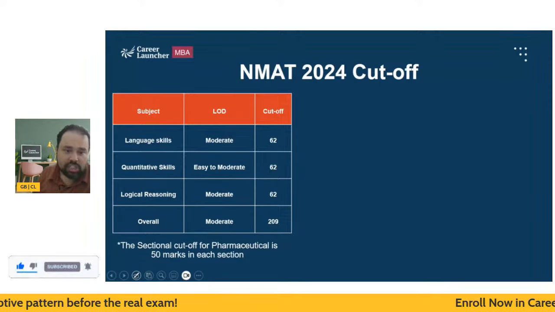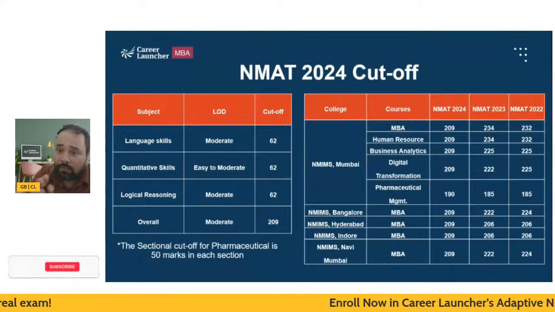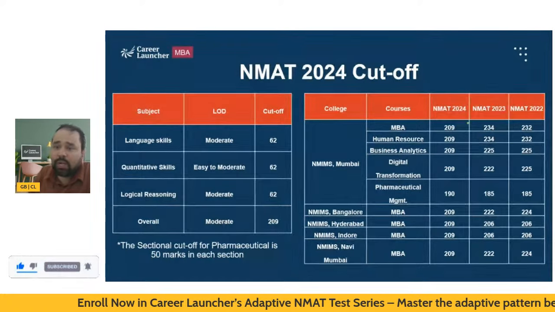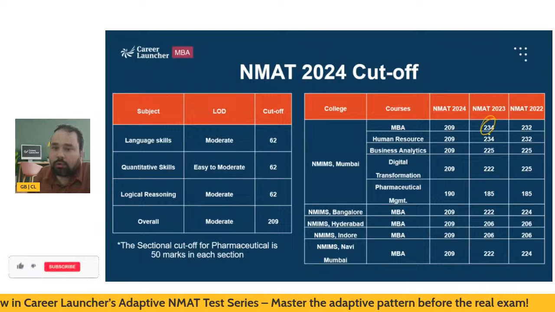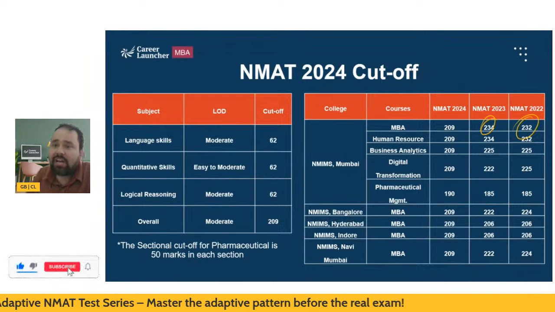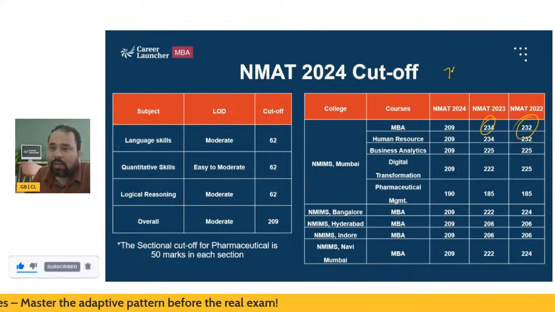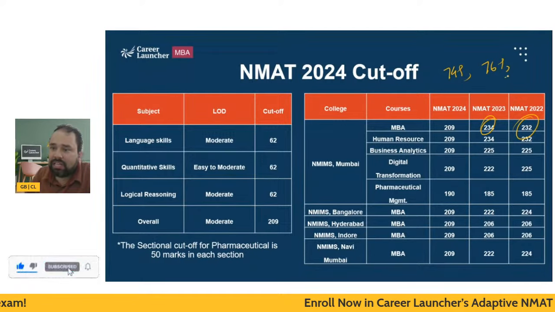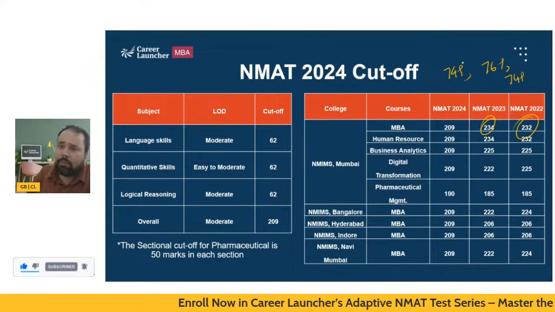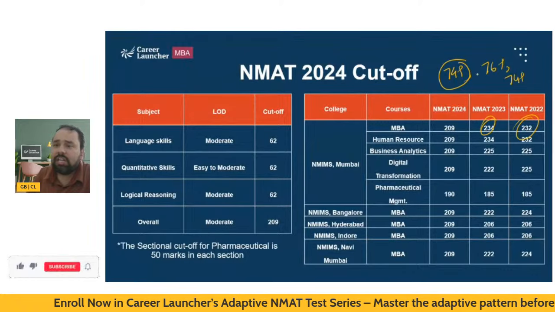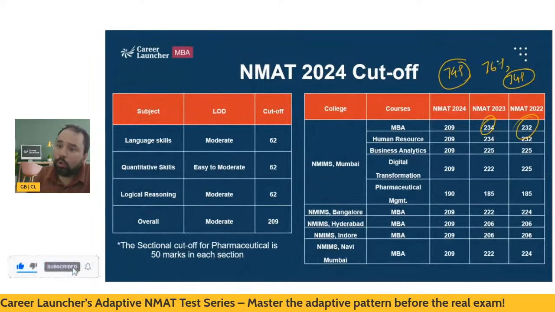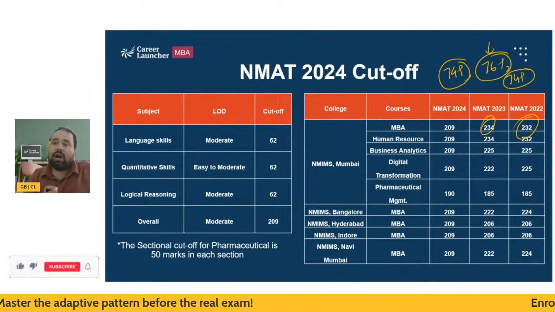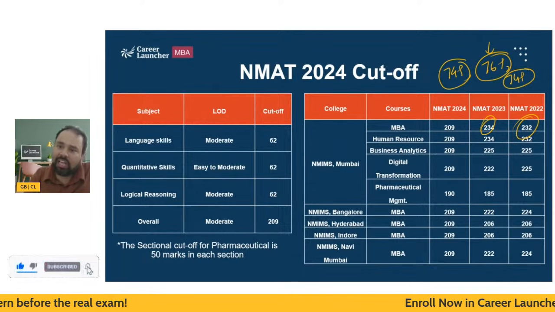From a cutoff perspective, and this is what I was stating, last year ka we saw ki 62 tha, overall 209. This is what I wanted you all to look at the previous years. 2023 में अगर देखेंगे मुंबई का 234, 2022 में 232, और generally इसमें होता क्या था, quant के लिए you needed roughly around 74 plus, language के लिए you needed roughly around 76 plus, reasoning के लिए you needed roughly 74 plus. There would be years where quant has also gone to 70 or 72. There would be years where reasoning में it's gone to 72, but language के लिए 76 तो हमेशा ही चाहिए था.